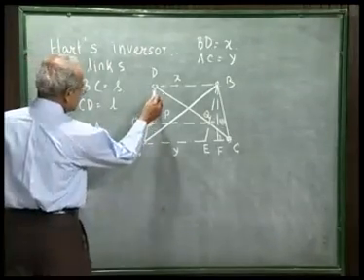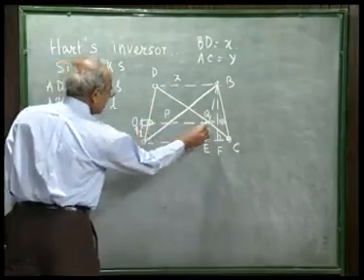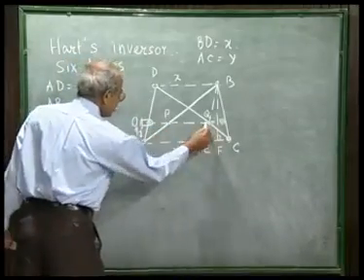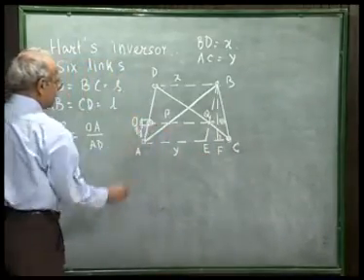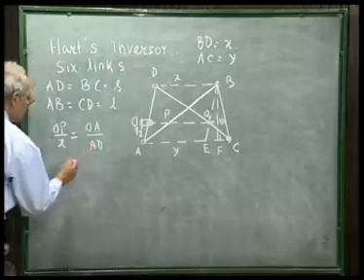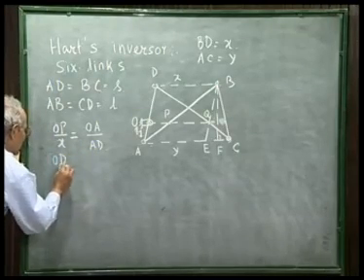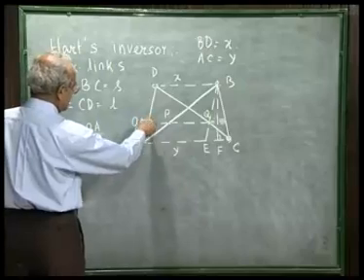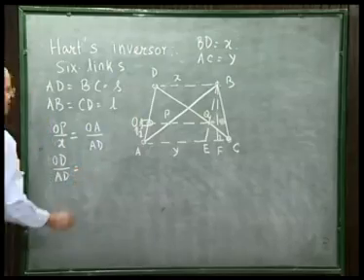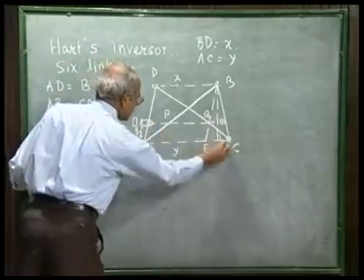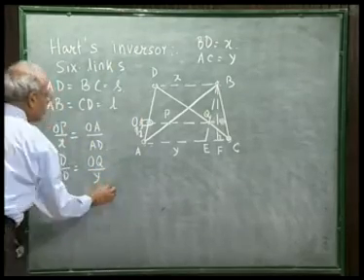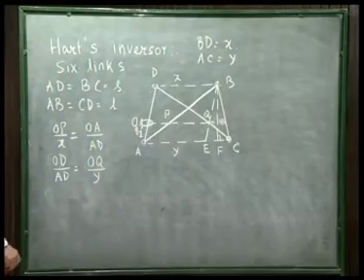Now, let me consider these two triangles, namely DOQ and DAC. Again, in these two triangles, OQ is parallel to AC, so these two triangles will also be similar. So, what can I write? OD divided by DA is the same as OQ by AC, which I called Y.